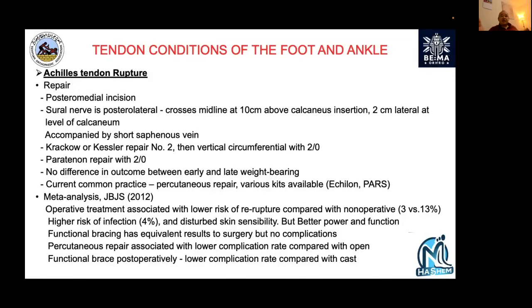Our current common practice is to start using percutaneous repair. Very simple, very easy. If you trained on it in a wet lab or a cadaver lab, you will do it very easily. We now use the BARS system from Arthrex, and it's very easy to do.